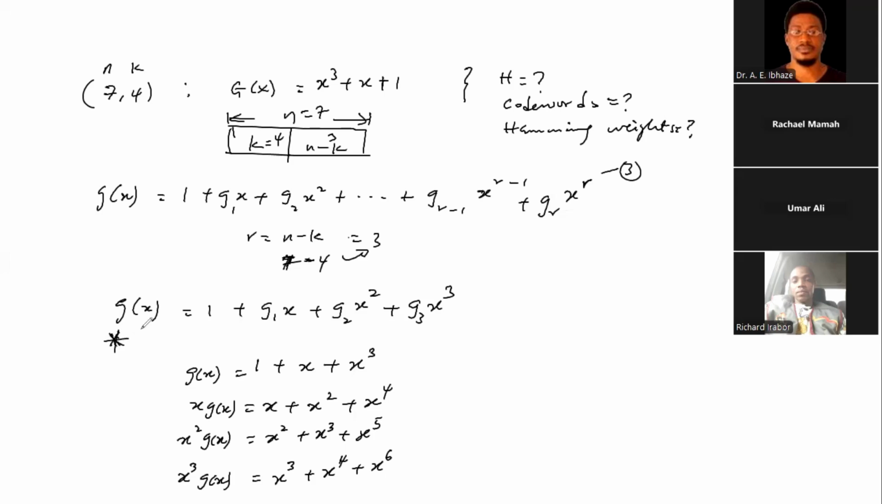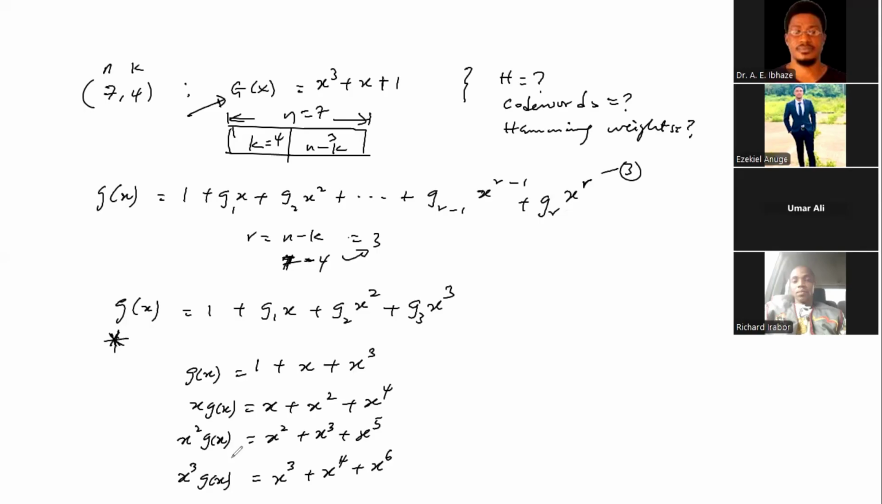If g of x as given is this, then going by our formulation, we can formulate this. Does this make sense for now? I can still go again.